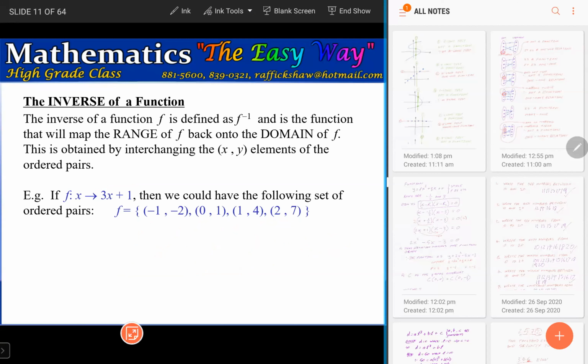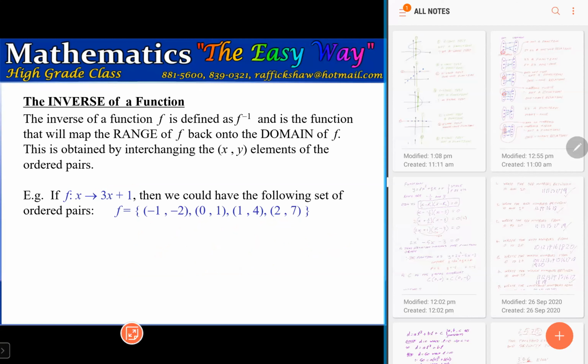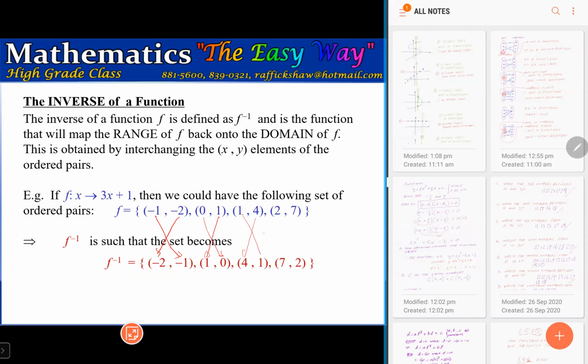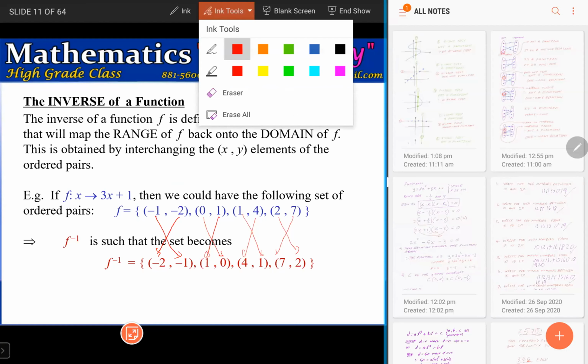The inverse function now would have these pairs. The inverse function f to the minus 1 would have those pairs. So you see that the pairs switch around. This range becomes the domain, and this domain becomes the range. You see them switch. This becomes this, that becomes that. The pairs switch value. All right?